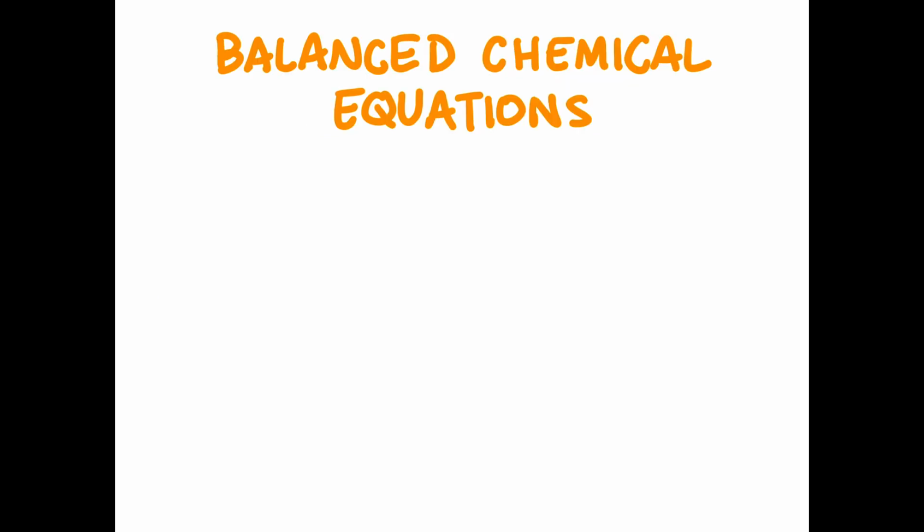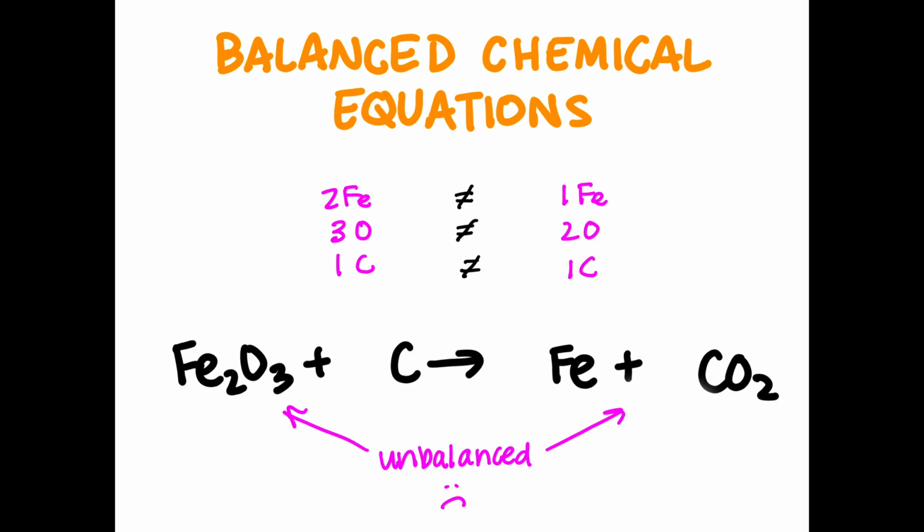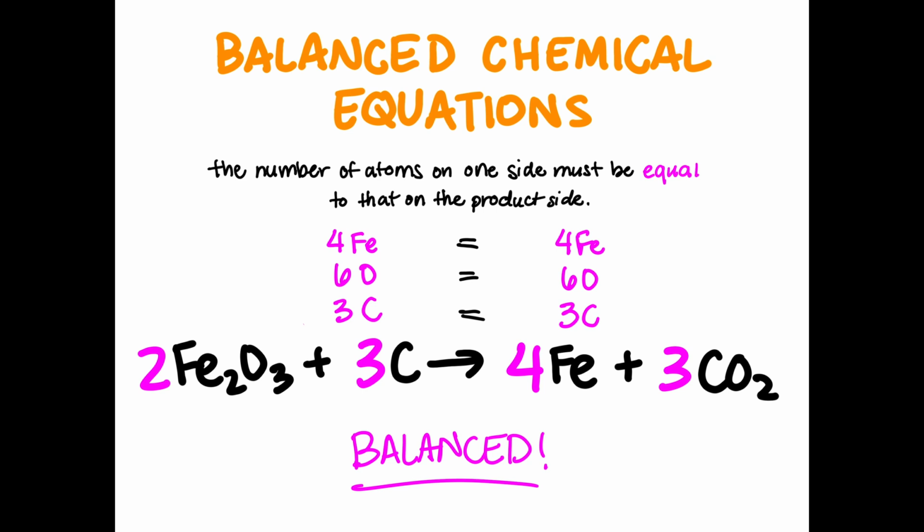Before using stoichiometry, it is crucial that we are working with a balanced chemical equation. This means that the number of atoms of each element on the reactant side must be equal to that on the product side.